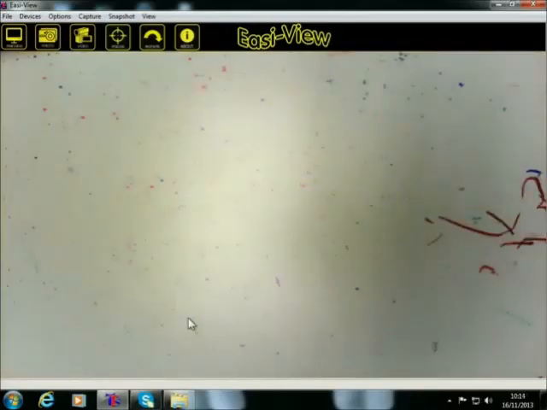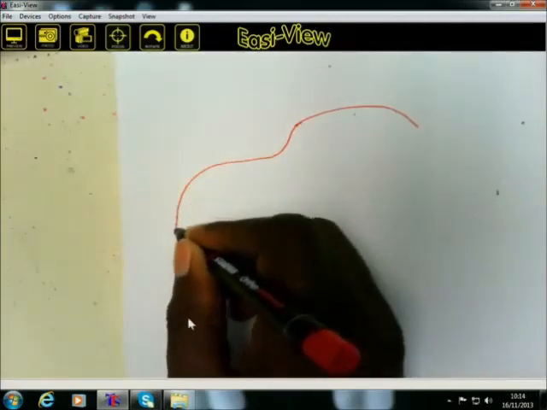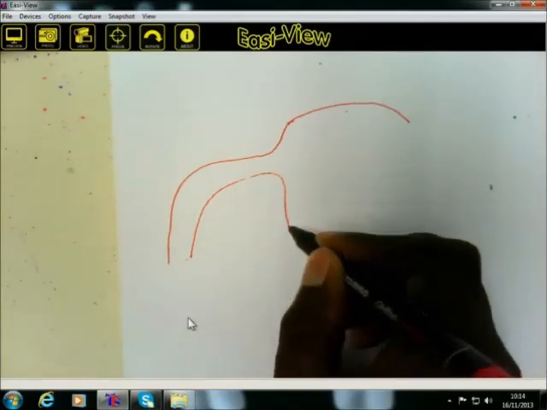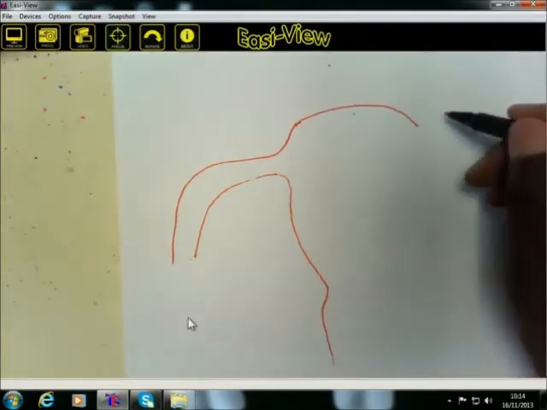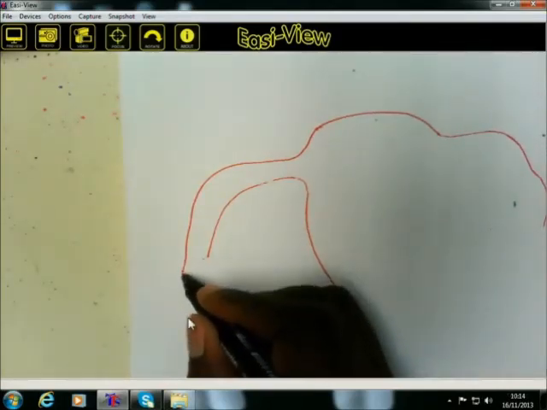Female reproductive system. I want to encourage learners to know how to draw the structures. I'll make a sketch of the female reproductive system. If you know how to draw the structure, there is no way that you are not going to learn it well. You must know how to label the structure.